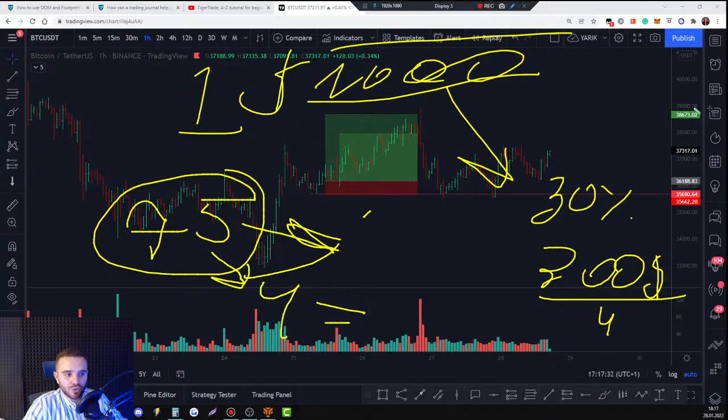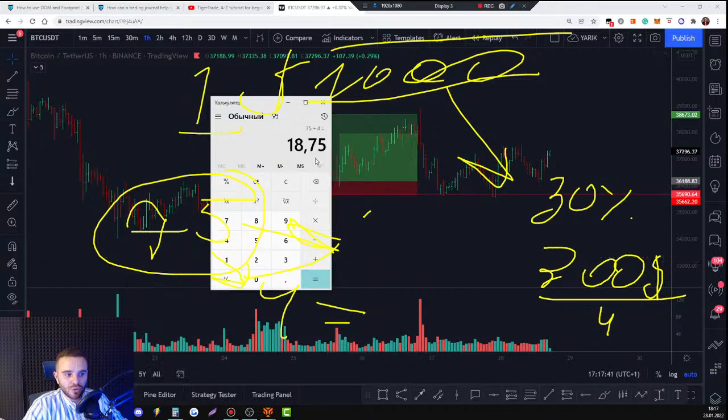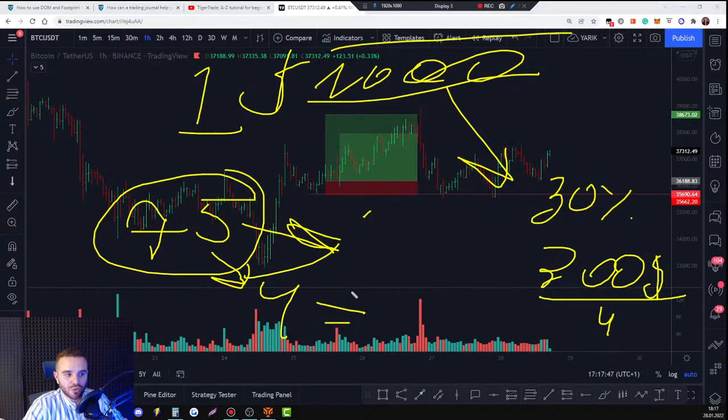75 divided by 4. Your risk per day should be approximately $20. $20 your risk per day should be, not more. That's it. What if you decide that your risk must be bigger?